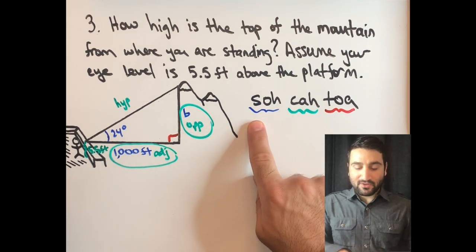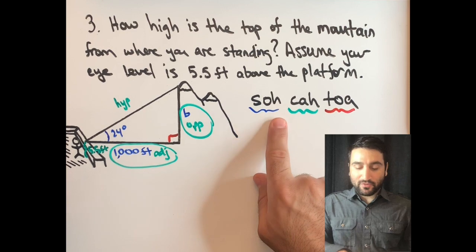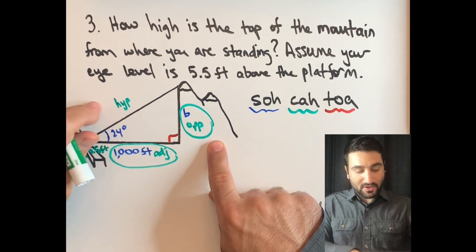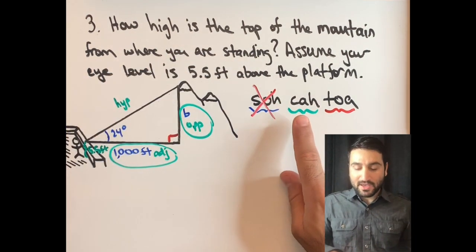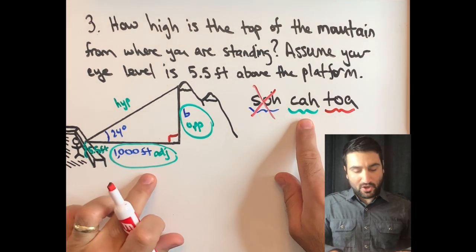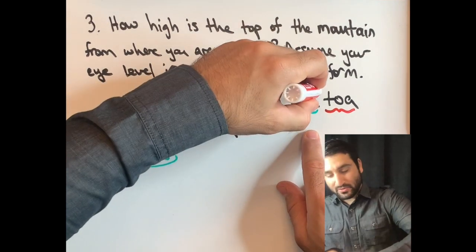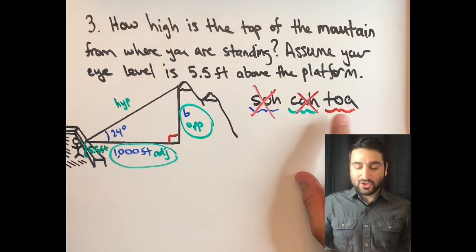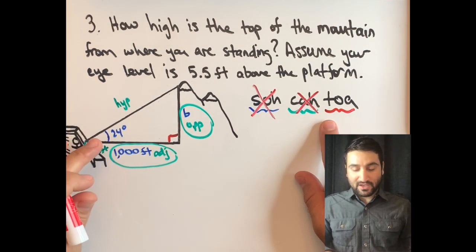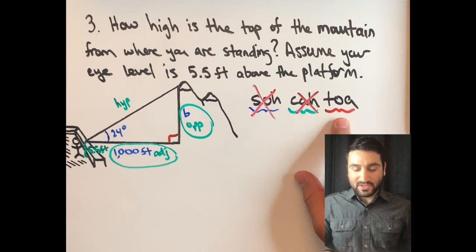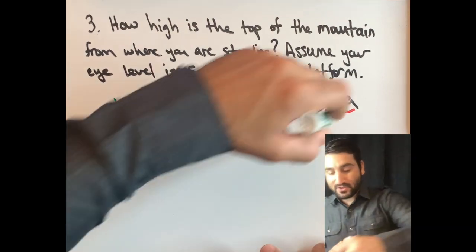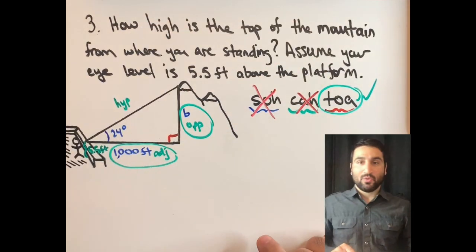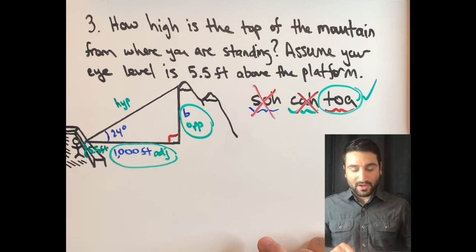Sine of the angle is equal to opposite over hypotenuse. We don't know the hypotenuse, so we're not going to use that one. Cosine of the angle equals adjacent over hypotenuse. We don't know the hypotenuse, so we don't want to use that. Toa is tangent of the angle equals opposite over adjacent. These are the two that we want. So let's go ahead and proceed with Toa.